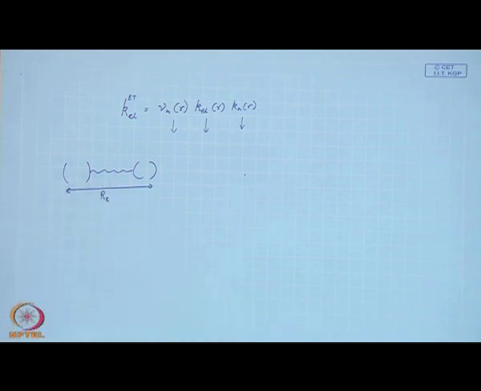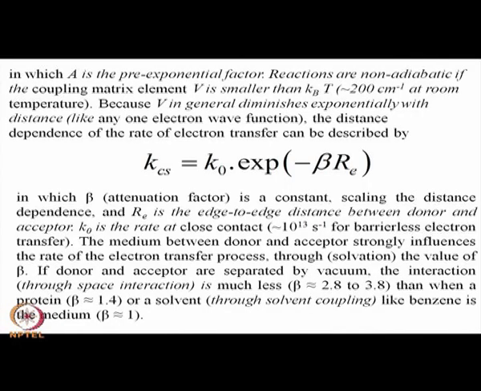And there are several conditions for Re, like if they are separated in vacuum, then you have some range of values of beta. In case of protein, you have some beta value. In case of a solvent like benzene, you have some beta value. So, using different beta values, you can calculate this rate of electron transfer.